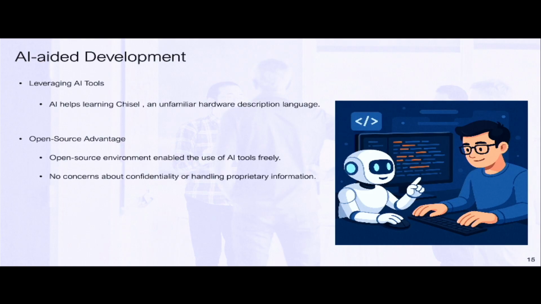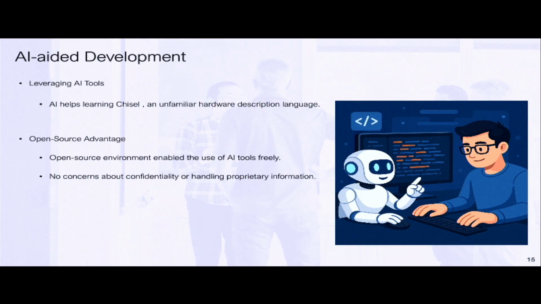One of the more emerging benefits of open source development, and something I found particularly helpful during my internship, is how it enables the use of AI-driven tools in a safe and productive way. For example, Ocelot and Chipyard are written in Chisel, a powerful hardware description language based on Scala. Chisel offers a lot of expressive power and parameterization, but for someone new to it, like I was, it comes with a steep learning curve.